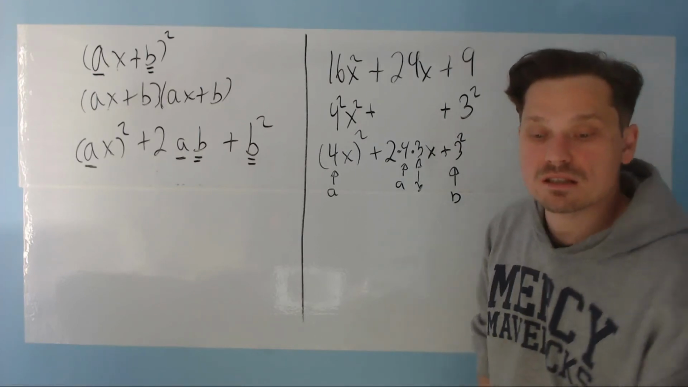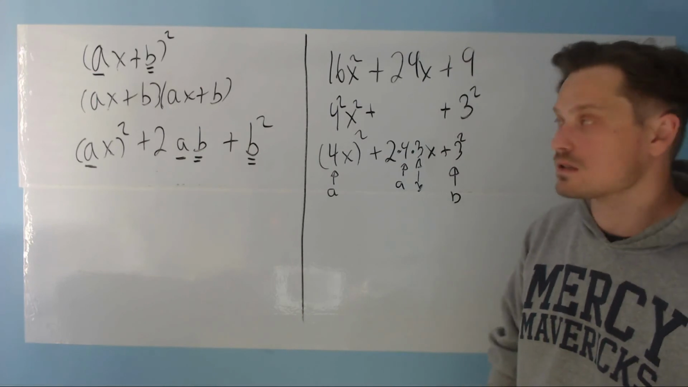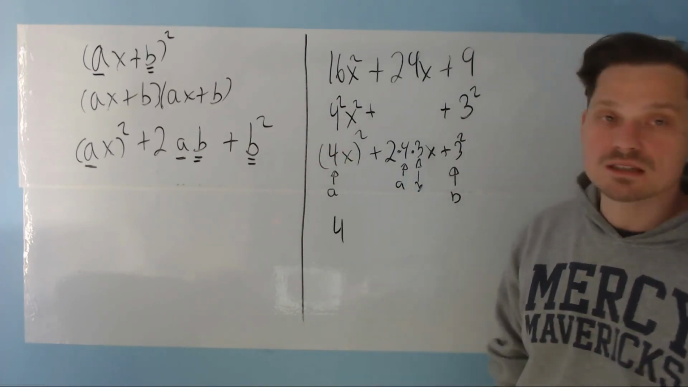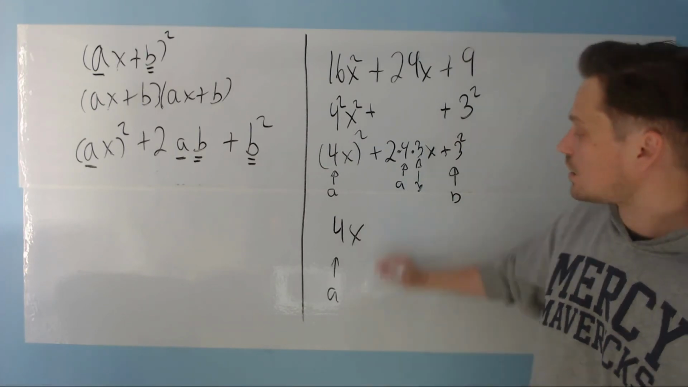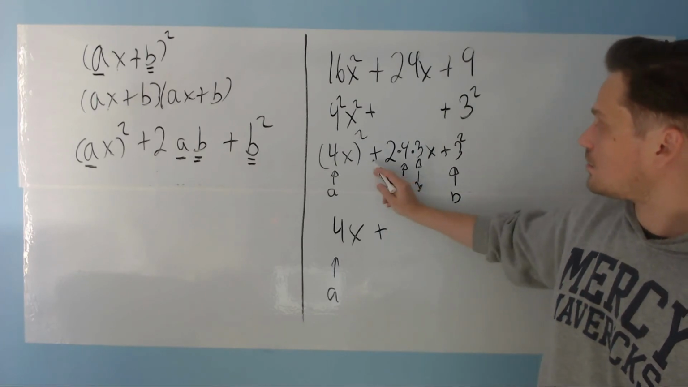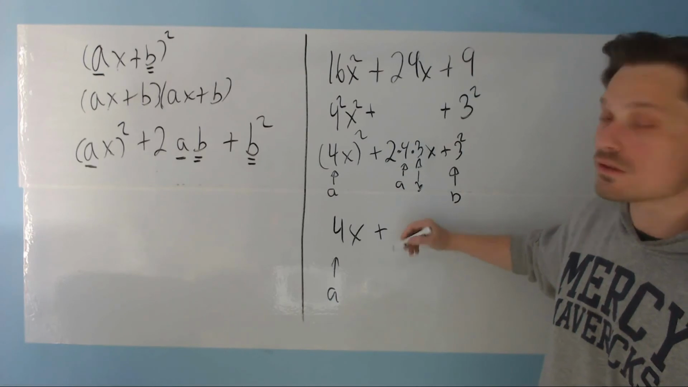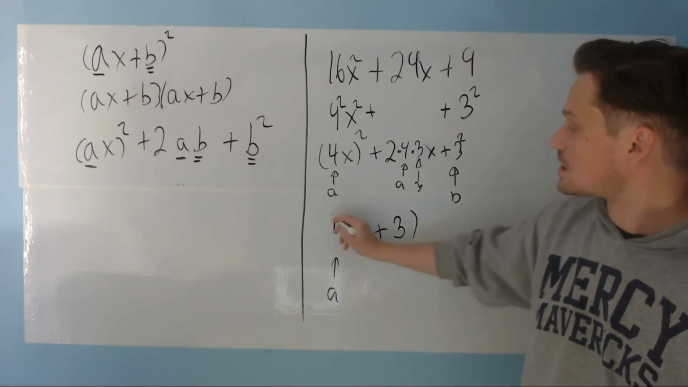Once you have all the pieces of key information identified, then plug into the pattern. The pattern says you have (ax + b). Remember that. So I'm going to put 4 because that's my a. I put next to it x. I put a plus, because this is a plus right here in the middle. And then you add to it the value of b, so in our case, it is 3. And then you square this quantity.